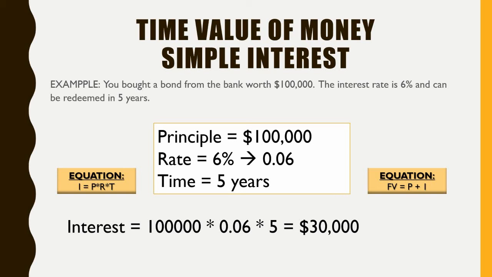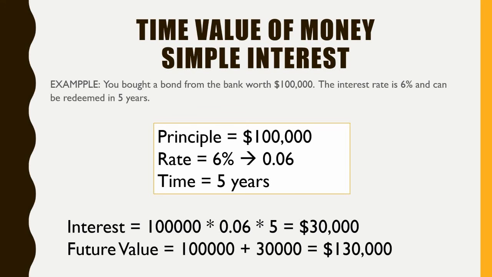So then our next step is, how do we solve for the future value? The future value is going to be your principal plus your interest. So in this case, it's going to reflect as your principal, which is the 100,000, plus the interest, which is 30,000, to give you a total future value of $130,000. So that means at the end of 5 years, you've earned $30,000 worth of interest. So that means your original investment of $100,000 has now increased to $130,000.